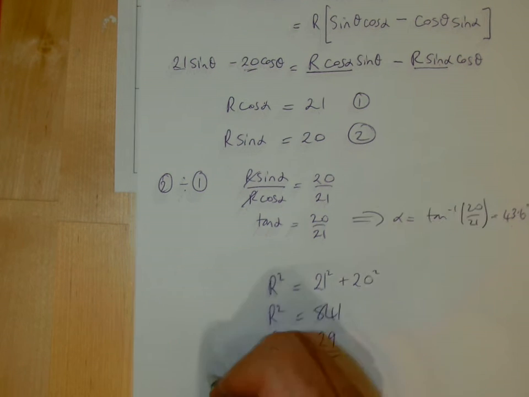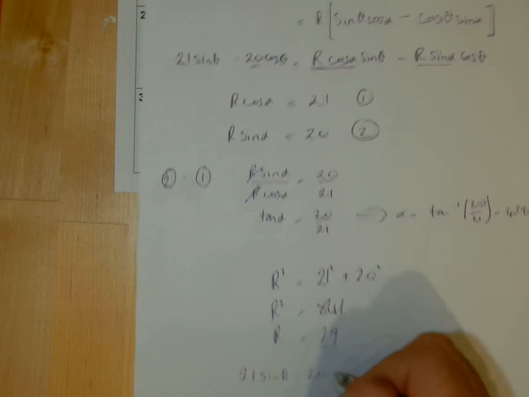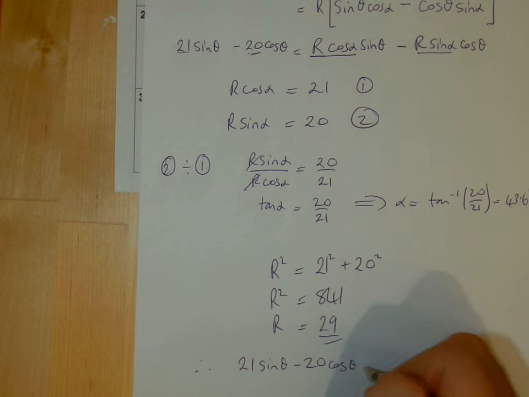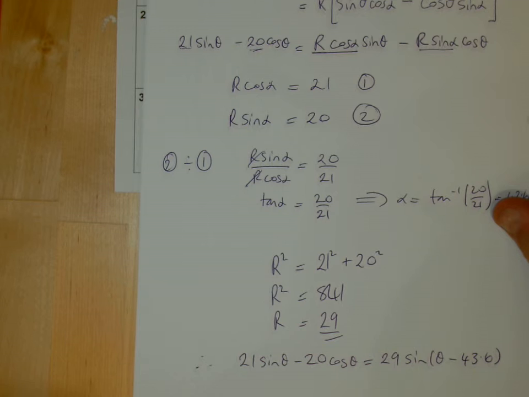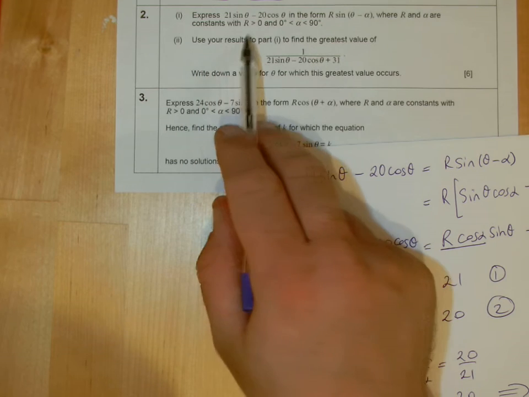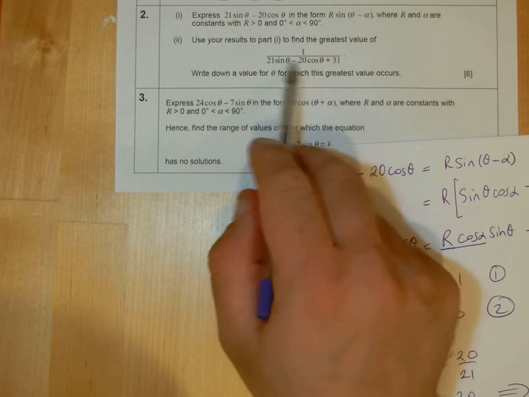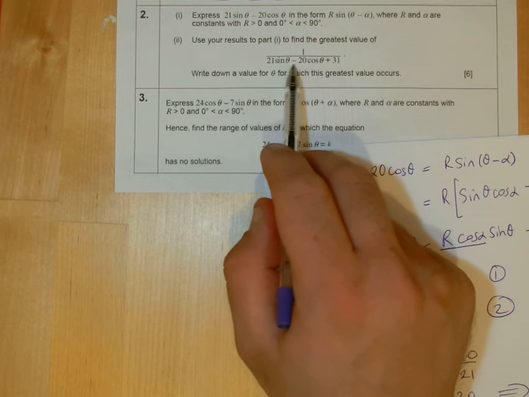So that's important, right? So we say therefore 21 sine theta minus 20 cos theta is equal to 29 sine theta minus alpha, which is 43.6. Okay, so you've done that part there, you've expressed it in the form r sine theta minus alpha. It says then, part 2, use your results to part 1 to find the greatest value of this. Write down the value of theta for which this greatest value occurs.